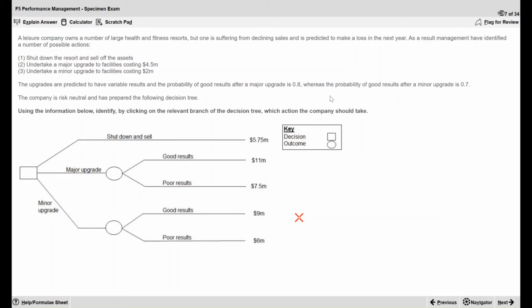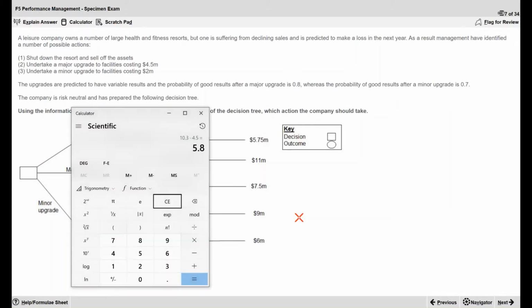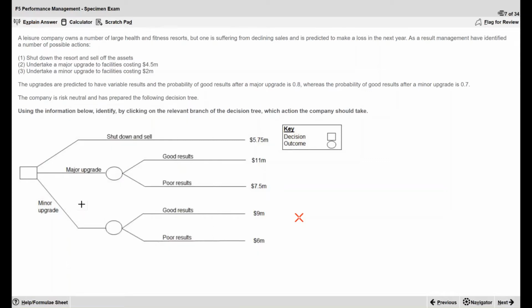Let's come to the minor. They said the probability of good result after minor upgrade is 70. It means this is 70% and this is 30%. So 9 million multiplied by 0.70 becomes 6.30. You could just put it in bracket like 9 million multiplied by 0.70 plus 6 million multiplied by 0.30, which will become 8.1 minus 2. Even though it has less result, if you look at the cost that we are spending on it, it is not that much, so it gives us 6.1. So that means we go with the minor upgrade.